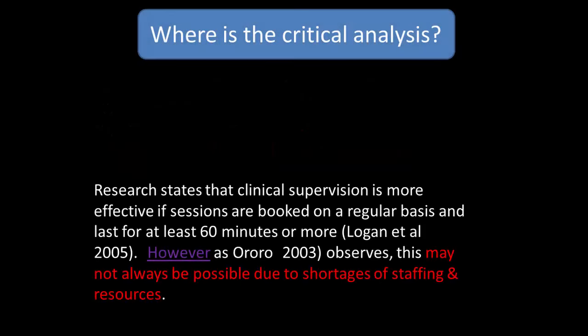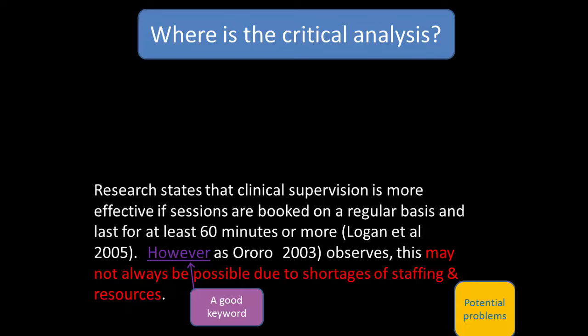The second part of that opening paragraph, I've highlighted an important key word, that word however. I will be showing you some other keywords and phrases at the end of this video, but you can see that such a simple word as however heralds what is about to be some sort of analysis. And here they're highlighting that there may be potential problems. In this case, that sessions occurring on a regular basis for an appropriate amount of time may not always be possible due to shortages of staff and resources. So this idea of potential problems is coming in.